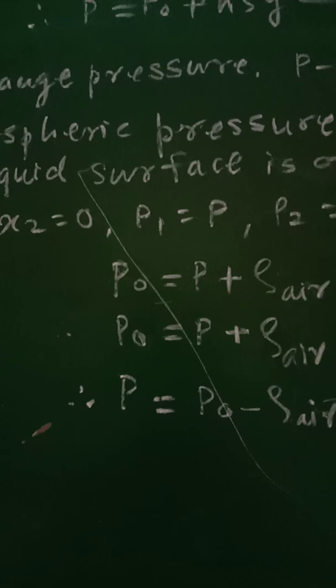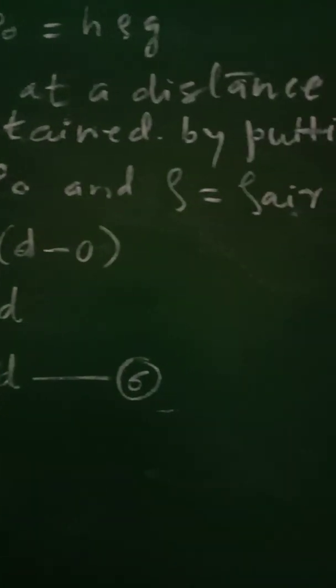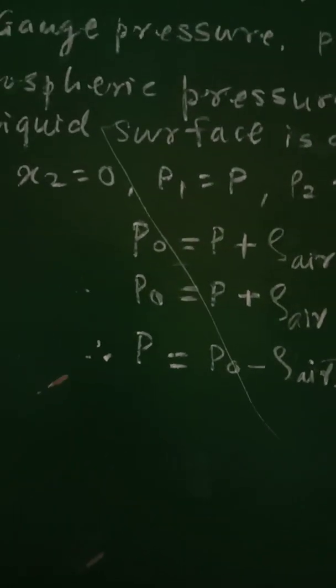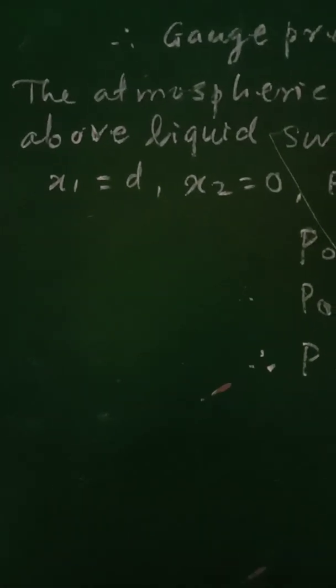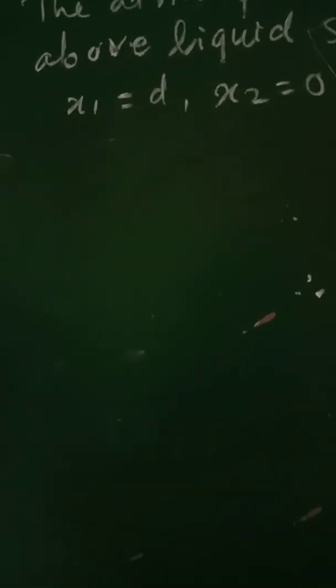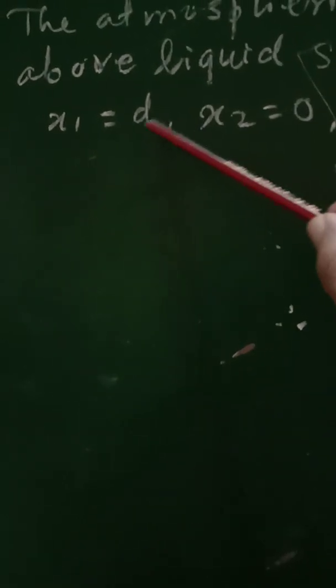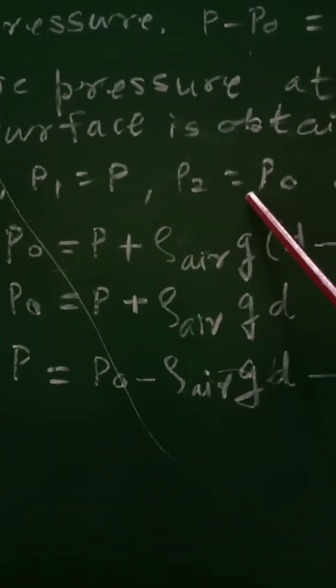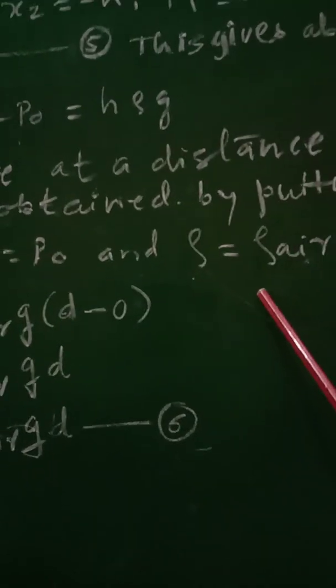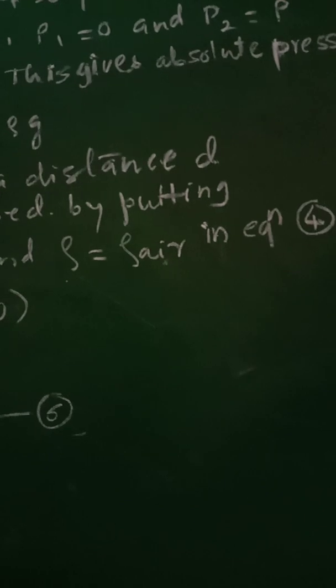Now the atmospheric pressure at a distance d, if you consider any distance d, then at that distance d the atmospheric pressure above the liquid surface is obtained by putting the values x1 equal to d, x2 equal to 0, then P1 equal to P, P2 is equal to P0, and rho equal to rho air, that is the density of air, in equation number 4.